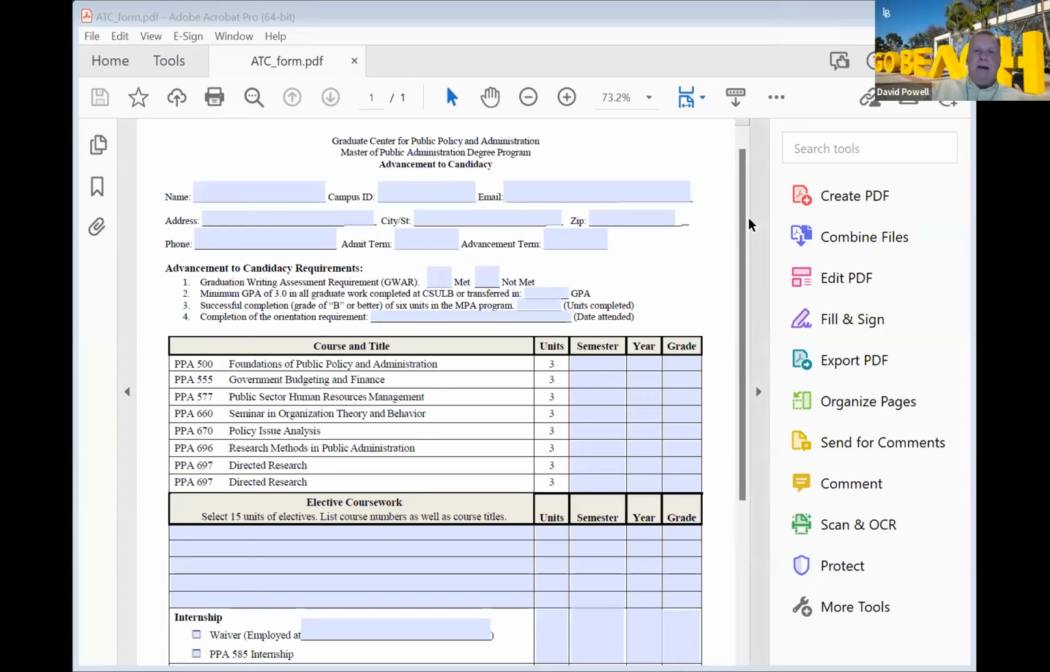This is the advancement to candidacy form. Whenever you applied to the program, there were 3 different tracks that you could apply for. There's the general MPA track, which almost everyone applies for. Then there's also an option in urban affairs, which there might be a couple people in. And there's also an option in public works management. And again, maybe 1 or 2 people in that.